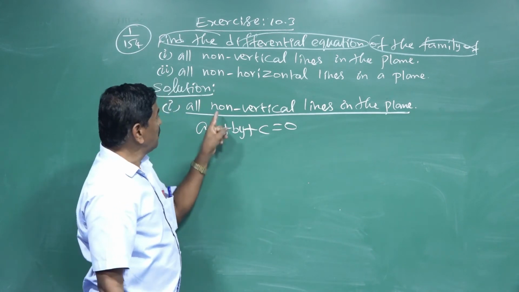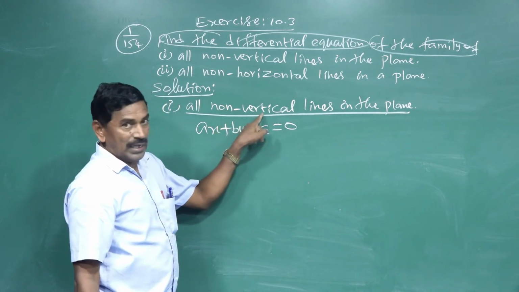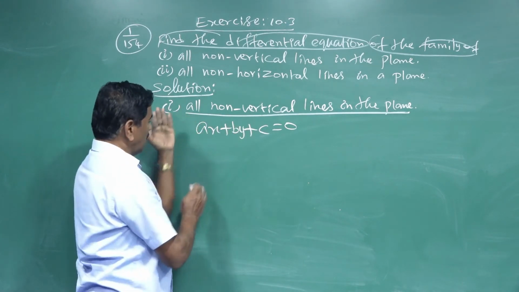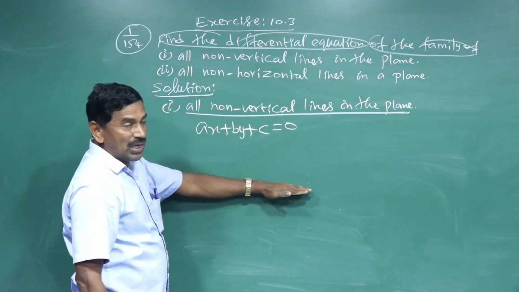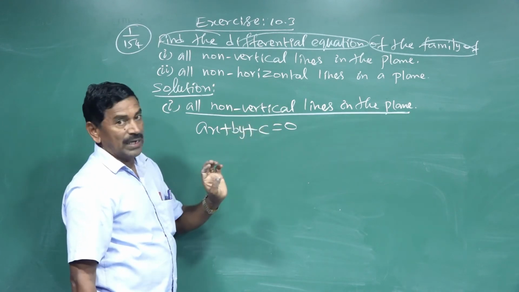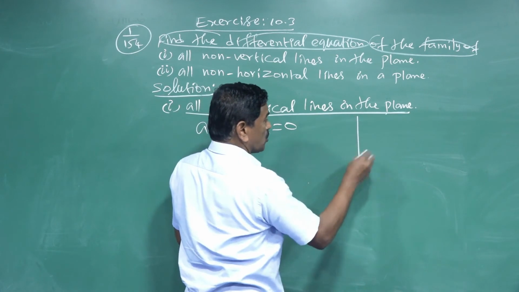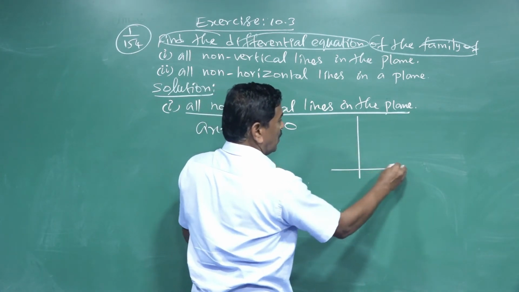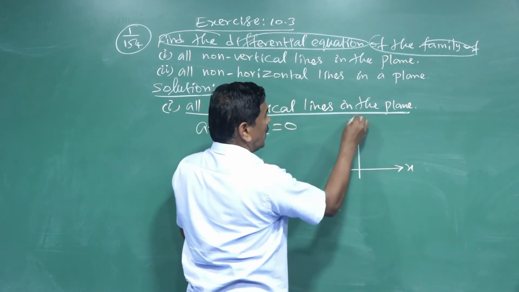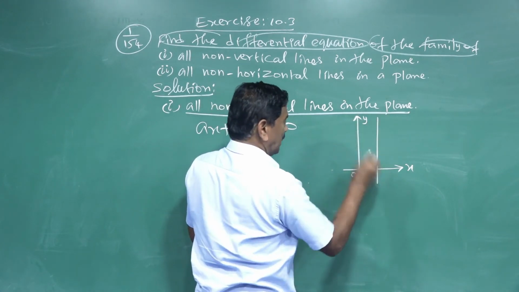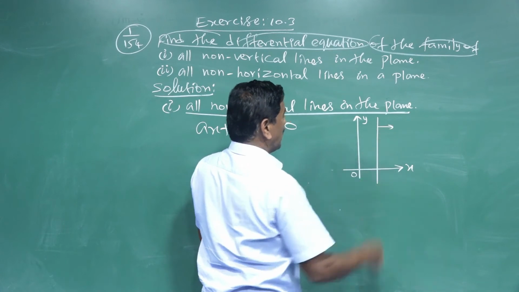Okay, here we need a non-vertical line. Listen, this is a vertical line, and this is a horizontal line. We need a non-vertical line. Now, for your understanding, I will draw a small diagram. This is the x-axis and this is the y-axis, origin 0. Okay, this is a vertical line.